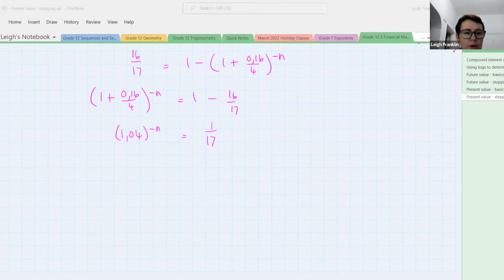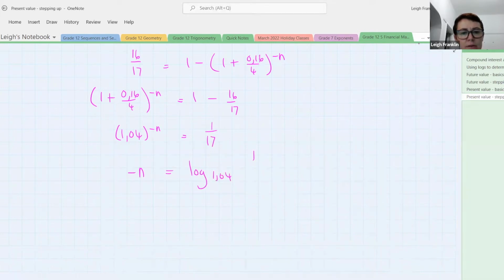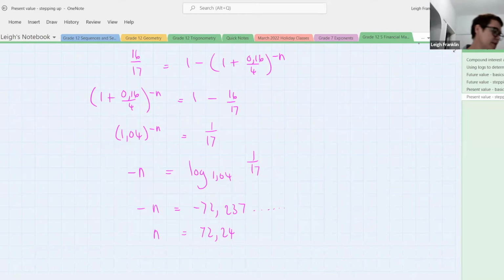All right, and then we're going to go negative n equals log base number, and we would end up with negative 72.237 and so on. So that means that n is equal to 72.24, like most of you had said. Okay, so that would be 73 quarters, 73 quarters, which is the time to pay off the loan.